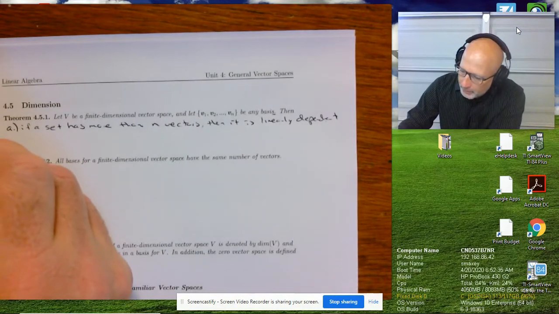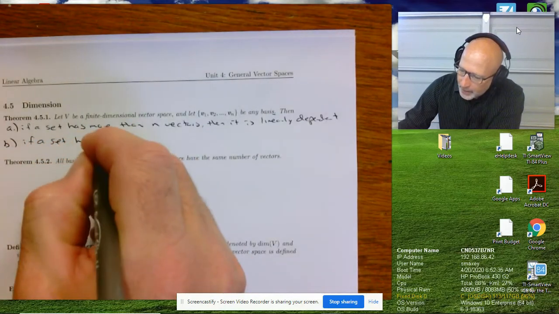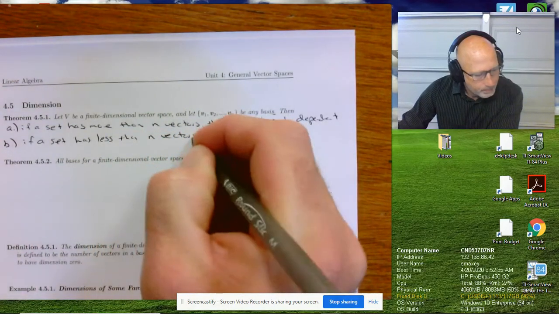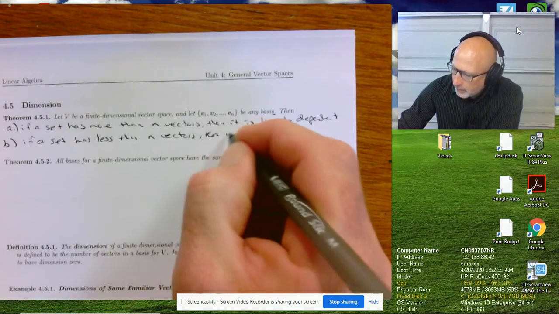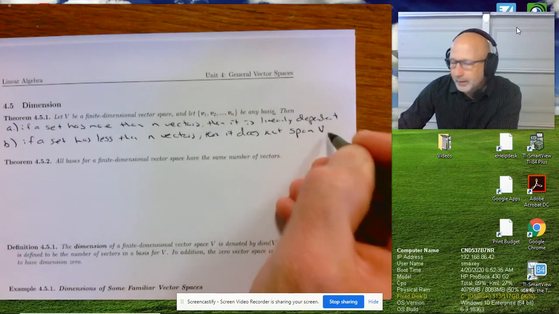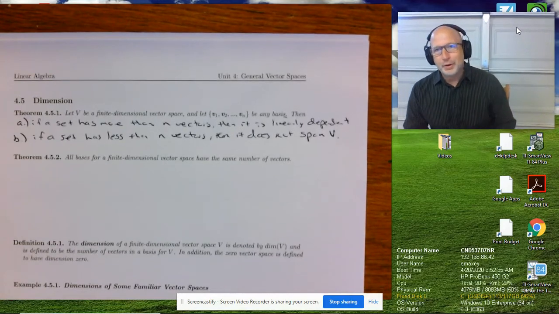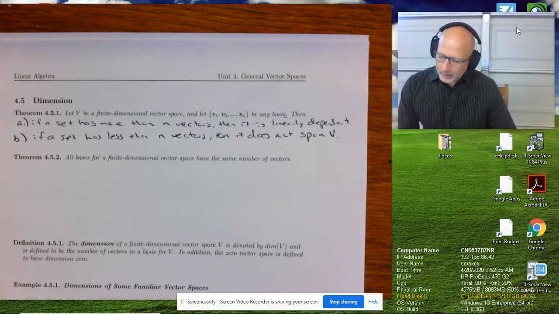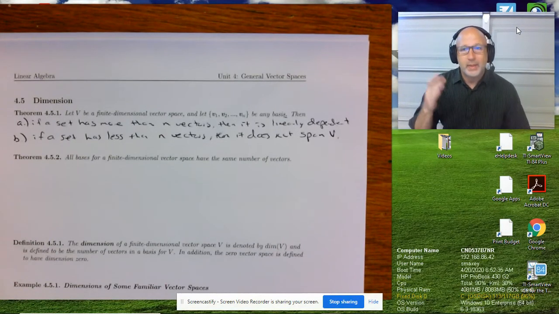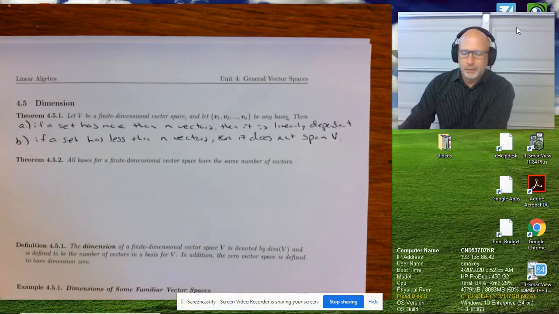Okay, and then B: if a set has less than n vectors, then it does not span V. So it's setting this up. It can't have more, it can't have less, so therefore it has to have exactly that many. We're not going to prove this theorem. If you wanted to, that's all in the book. It's detailed in the back of that section in the book. But we will prove this next one, which is a pretty simple theorem.